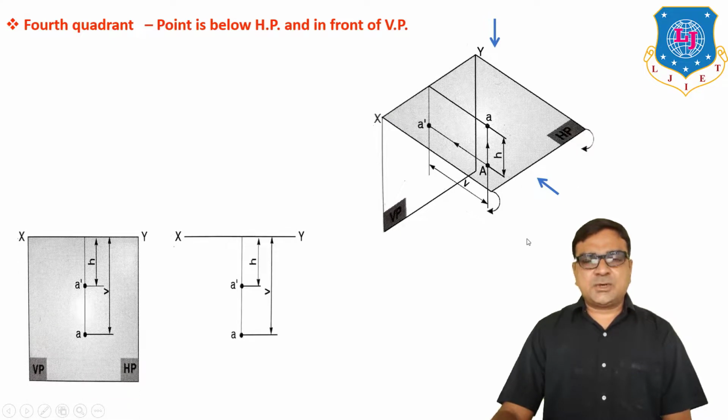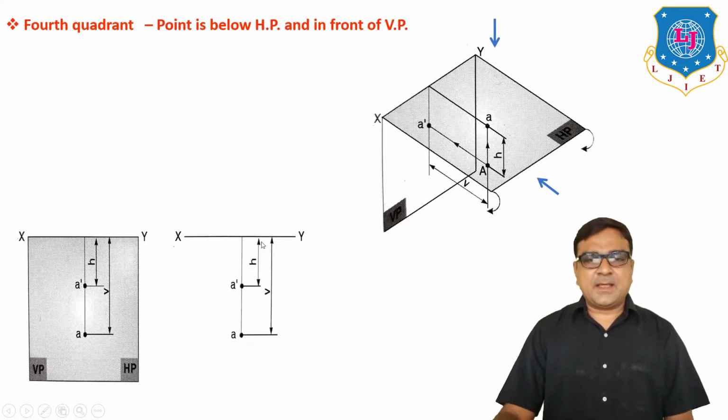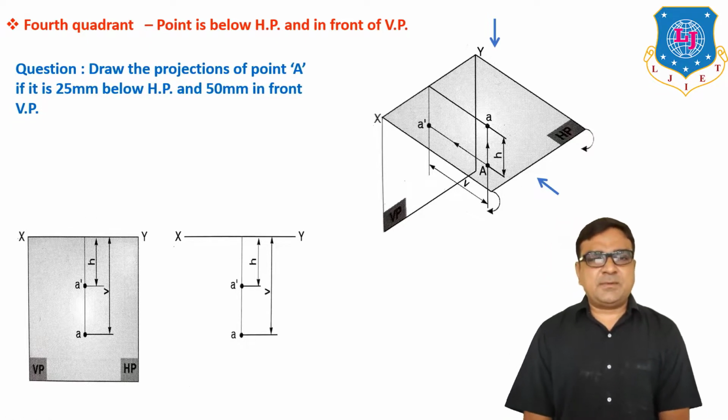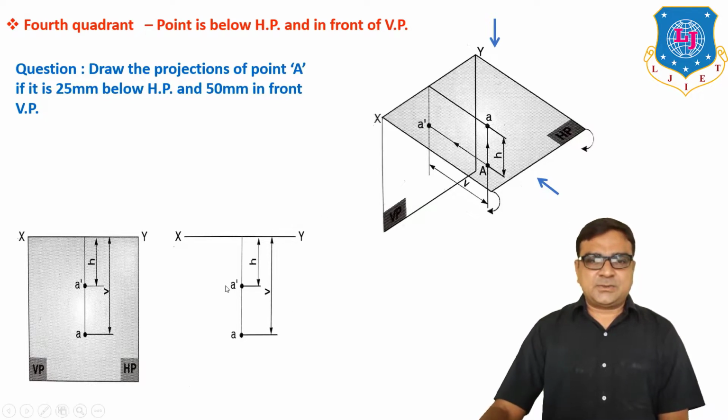By moving the horizontal plane clockwise, the projections look like this. Both the views, front view and top view, come below XY. For a particular question, draw the projection of point A if it is 20 mm below HP and 50 mm in front of VP. Its projections in 2D: below XY at h distance is A dash, here h is equal to 25 mm, and in front of VP 50 mm, so here the value of V is equal to 50 mm.